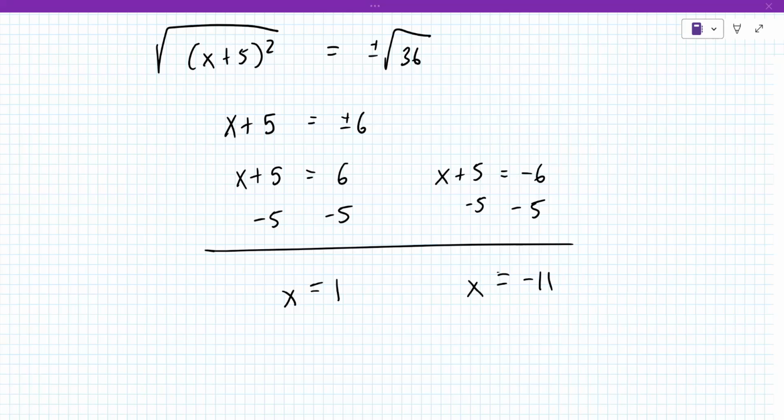X equals 1, x equals negative 11. X equals negative. You got it down?